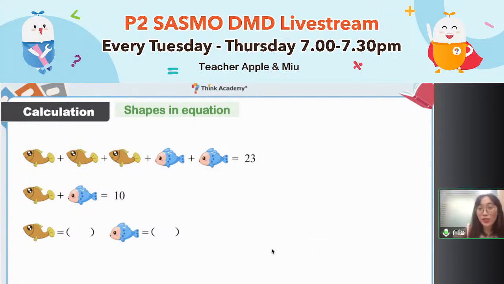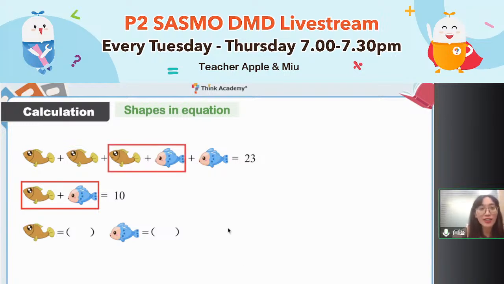Now, everyone, again, you try to find the shorter one. Which one is the shorter one? Of course, the second equation, right? Now, we just circle it. What is the value of this group? It should be 10. So now we can figure out the 10. But only one group, are you sure? Look, actually, there is more than one group. Another yellow fish and another blue fish. So you can get another 10 as well.